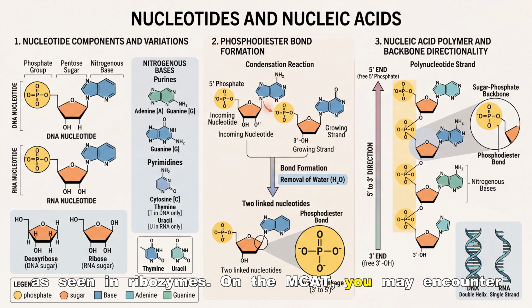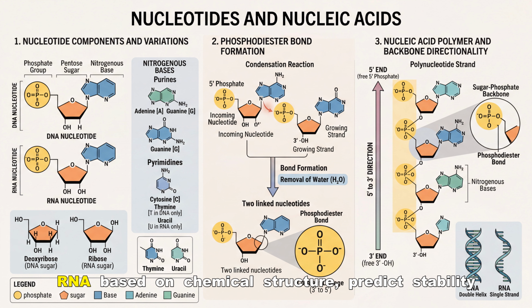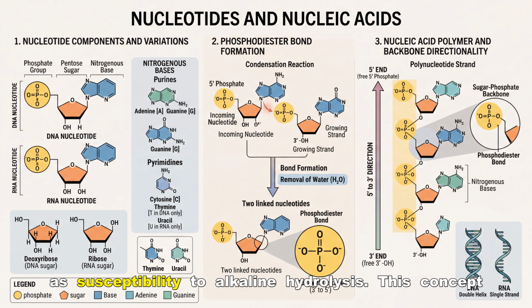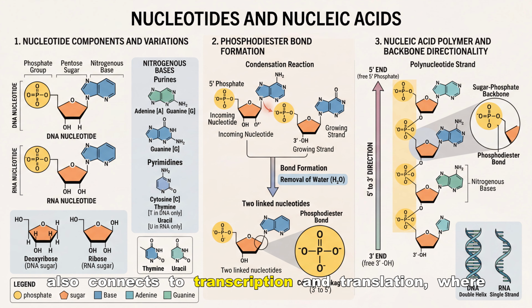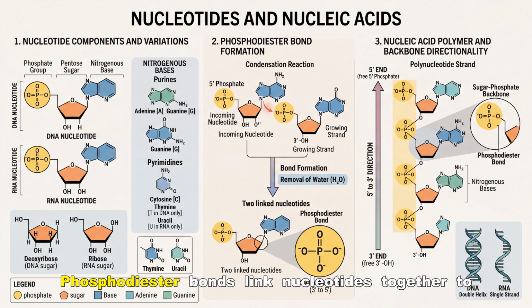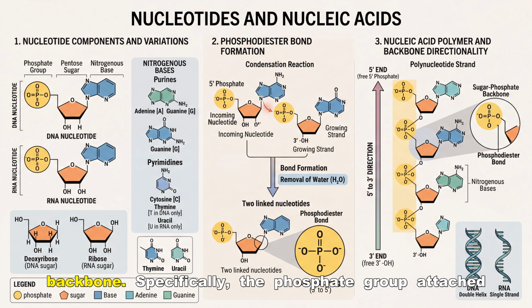On the MCAT, you may encounter questions that test your ability to distinguish DNA from RNA based on chemical structure, predict stability differences, or interpret experimental data such as susceptibility to alkaline hydrolysis. This concept also connects to transcription and translation, where DNA is transcribed into RNA, reinforcing the central dogma of molecular biology. Phosphodiester bonds link nucleotides together to form nucleic acid polymers with a directional 5-3 backbone.